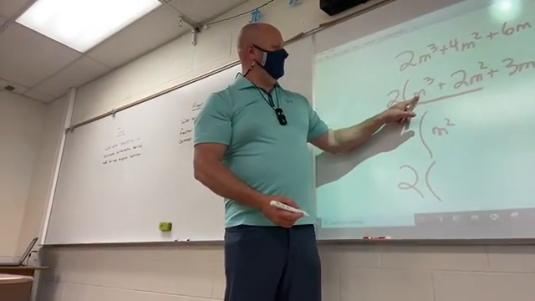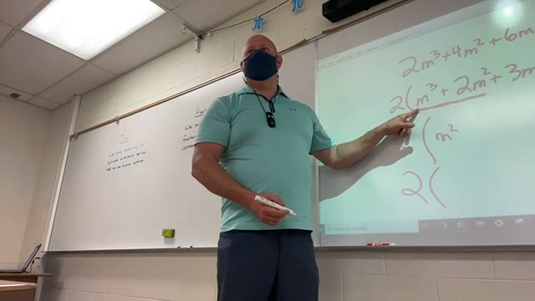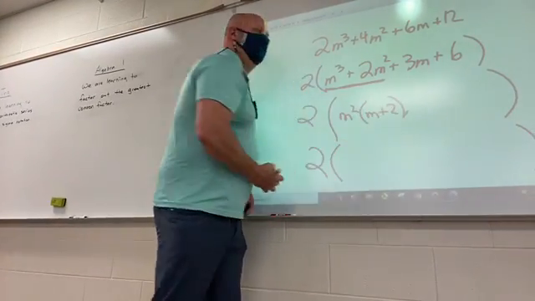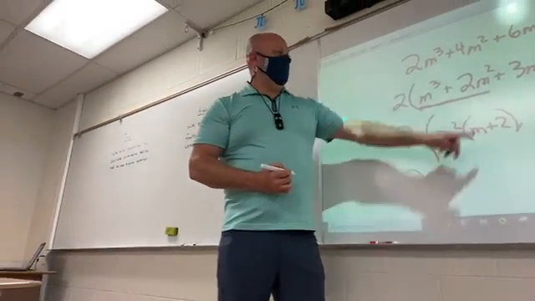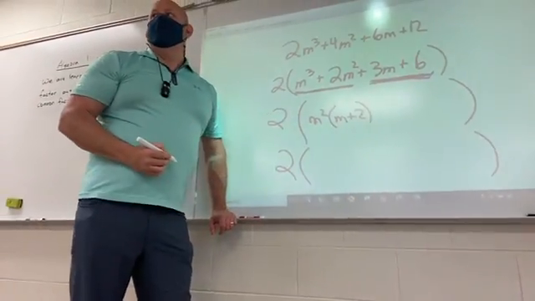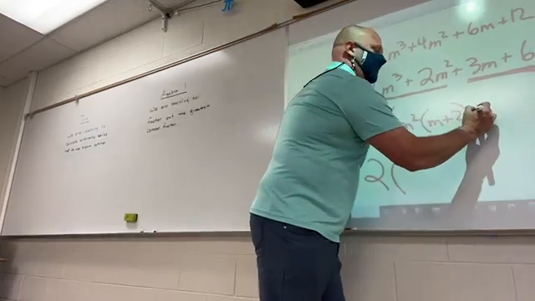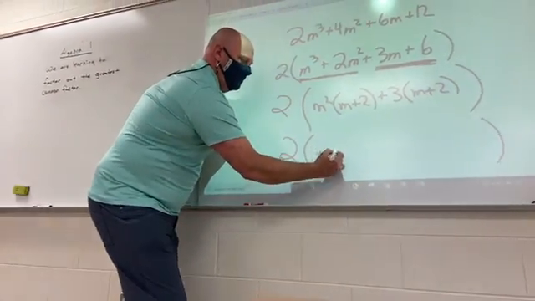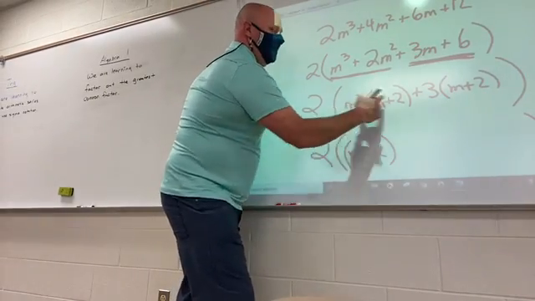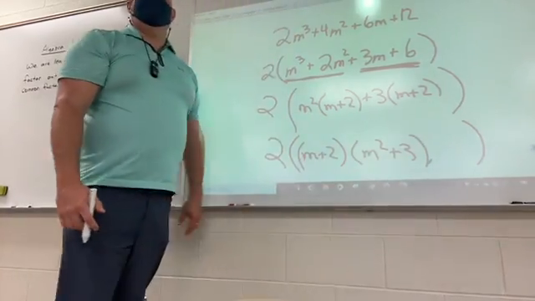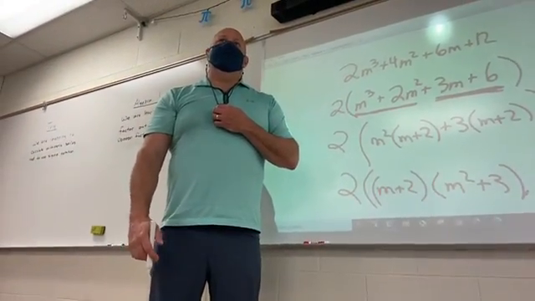So when I pull the m squared out of those two, what do you have left? You have 1m and a 2, right? What do these two terms have in common? A 3. And then when you do that, they both have an m plus 2. And then this is what the final answer would be. Okay? We'll do some more of those tomorrow.